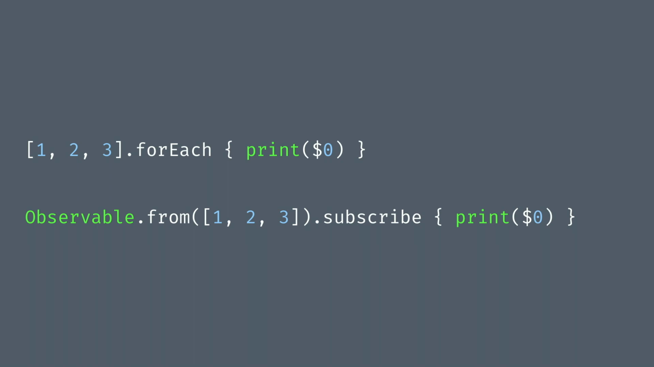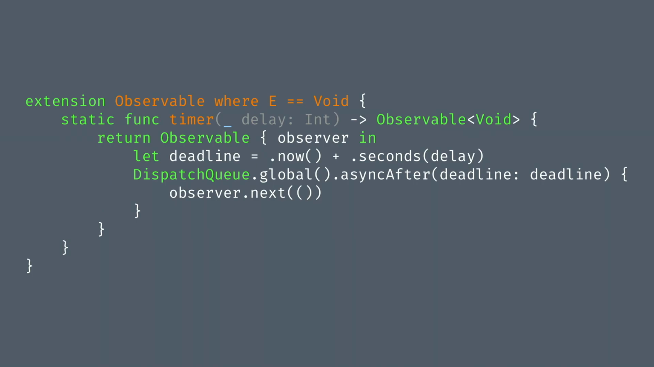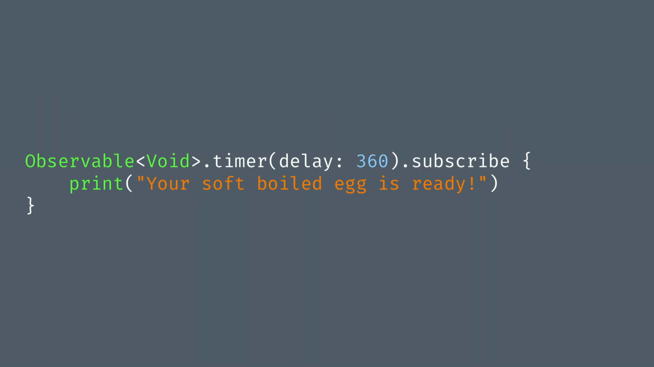So we can look at an asynchronous sequence. For example, this timer. You can say that the timer is an asynchronous sequence of 1. So we define a static function called timer. You pass it an int, number of seconds, and the returned observable will call async after on the dispatch queue for every observer and wait for the specified number of seconds, and then just emit one void element on the observable. So this is a 3-line egg cooker. You can ship it.